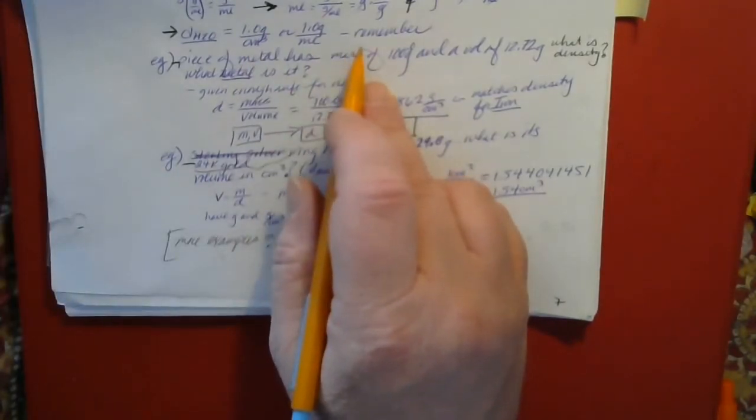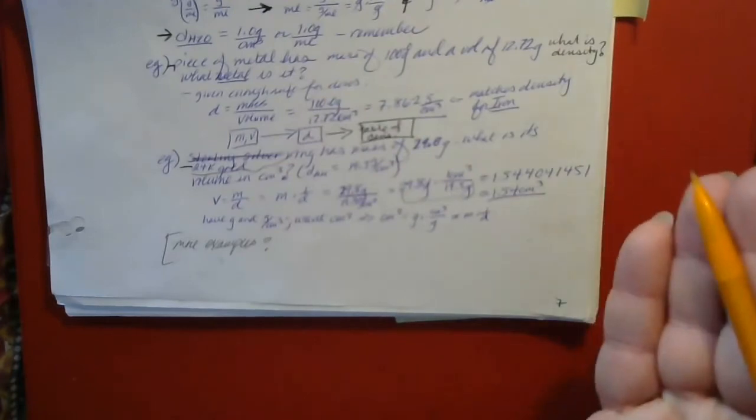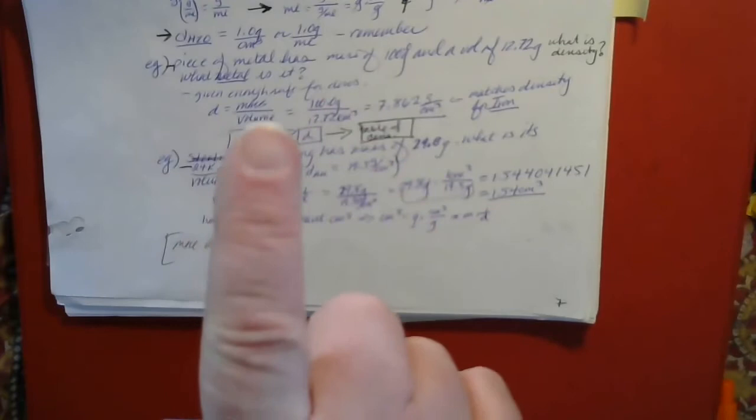Any other density, if you need it, I would give it to you, or I'd give you a table where you could look it up. But water, because that is part of the basis of the entire metric system, you should remember that. 1 gram per cubic centimeter or 1 gram per milliliter, same thing.